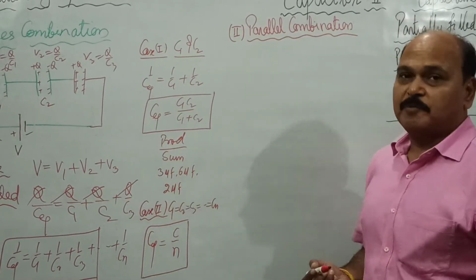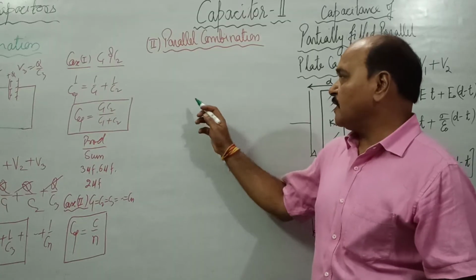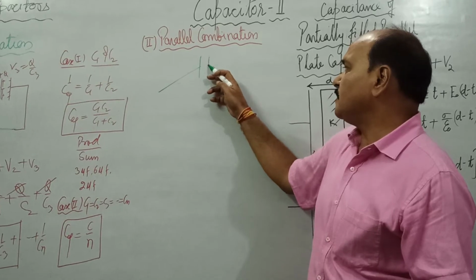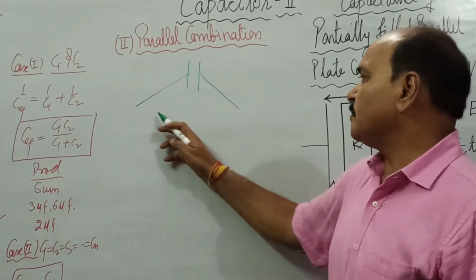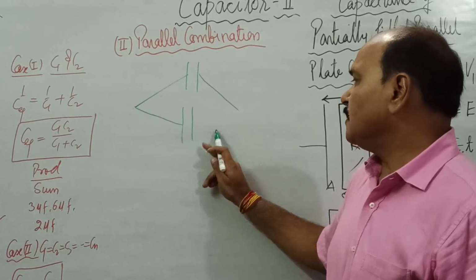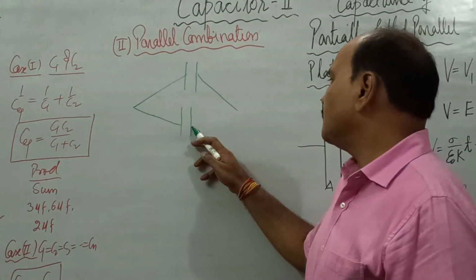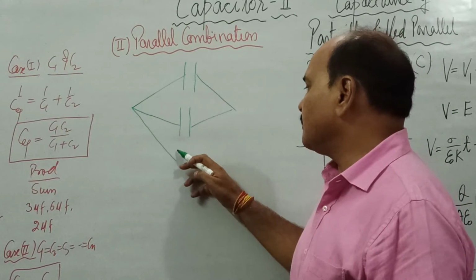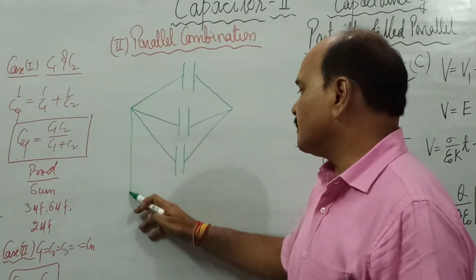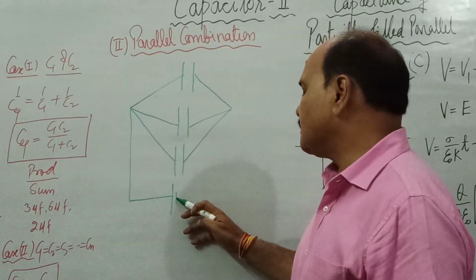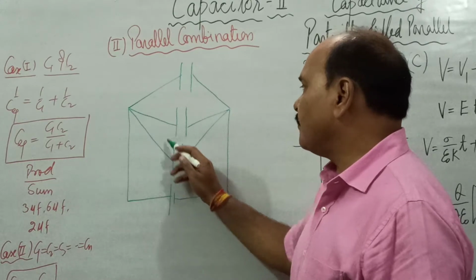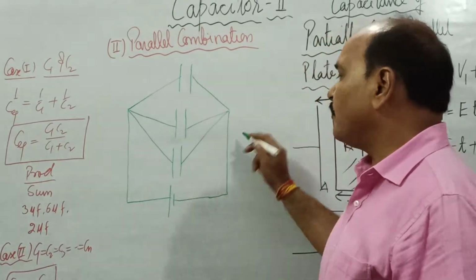What is parallel combination? In parallel combination, the capacitors are connected like this. This is capacitor number 1. Say this is capacitor number 2. They are connected in parallel. There may be more than 2, 3. Say this is capacitor number 3 also connected. So all these capacitors are in parallel combination. Why are they in parallel combination? Because ones of all are connected together and twos of all are connected together.